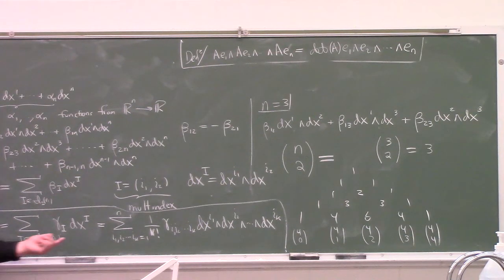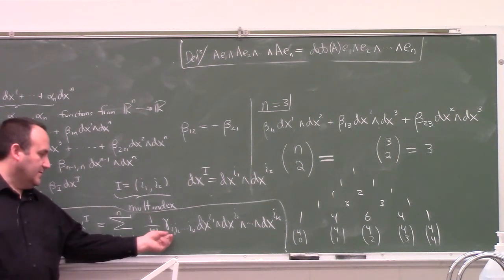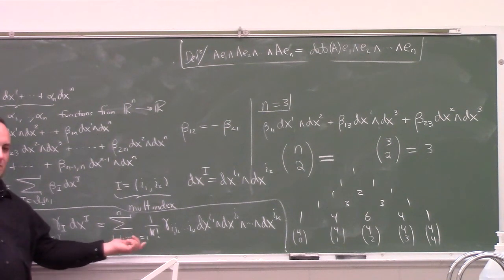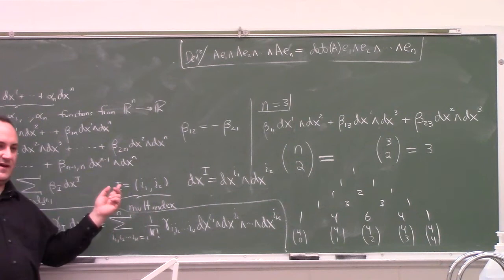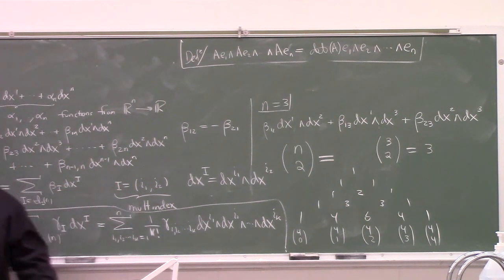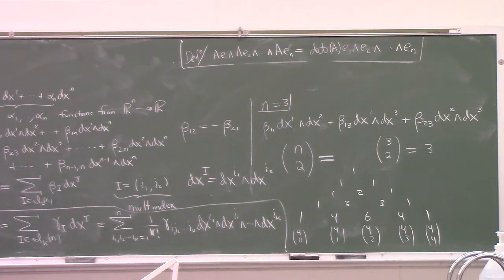But these are the so-called tensor components. This is a sum over all possible indices, so this would include 1, 2, and also 2, 1. And the 1 over k factorial accounts for the fact that you're overcounting. I regret writing that.